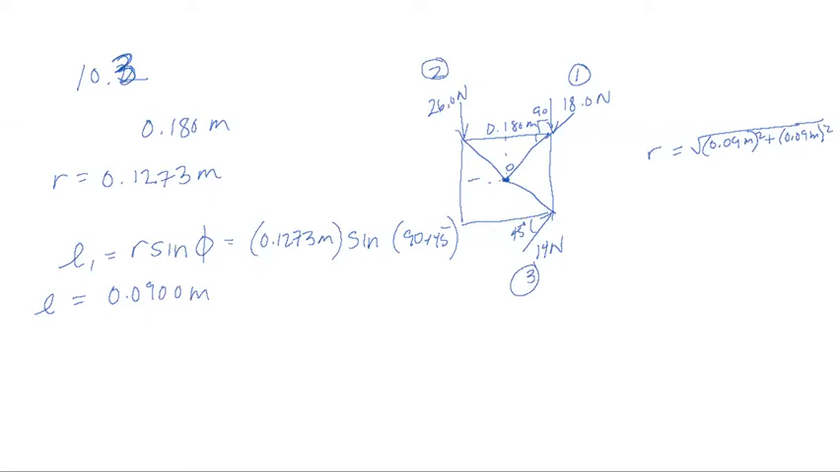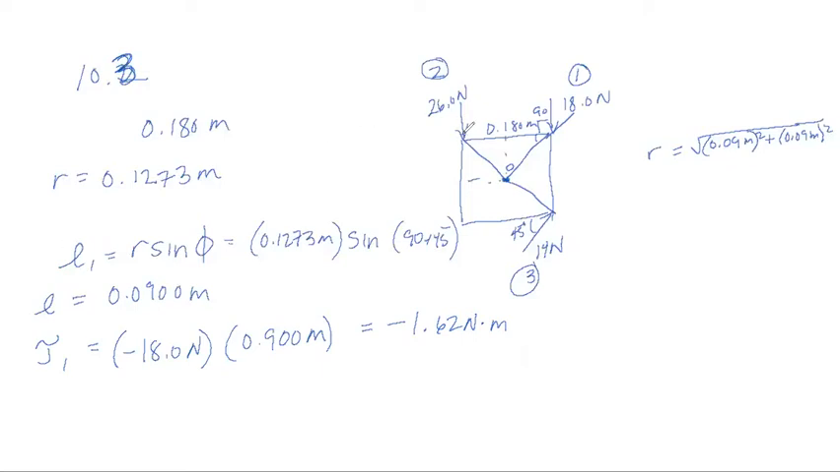T1, torque tau 1, if you will, is going to be, we're going to use the convention that counterclockwise is positive and clockwise is negative, so negative 18.0 newtons times 0.900 meters is going to give us negative 1.62 Newton meters. Negative 1.62 newtons times meters.